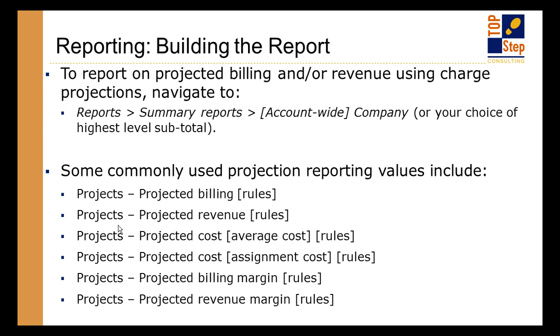The key is look for 2 things. If you're using the standard charge projection functionality, you're going to look for 2 things in the reporting values: the word projected and then the word rules in brackets. When you see that combination, that is something that is coming out of the batch process called charge projection. It applies for charge projections if it's bottom up. It applies to the straight line forecasting. So in both of those situations, the reporting values all have projected and then the rules thing at the end.